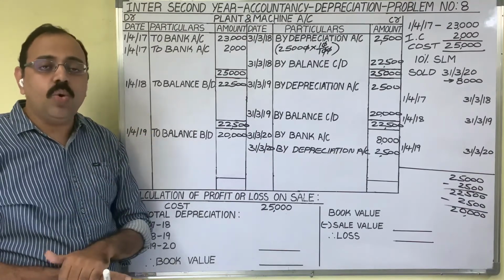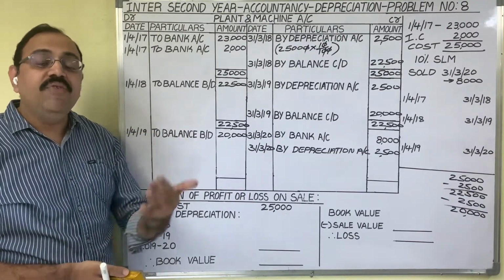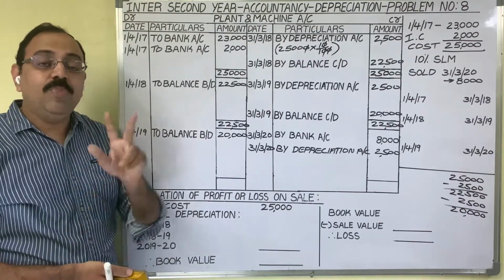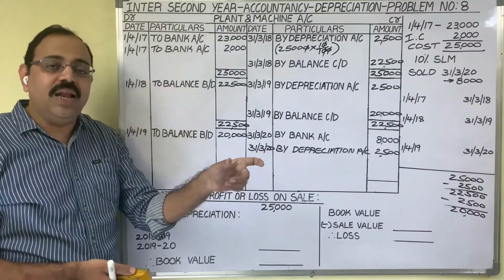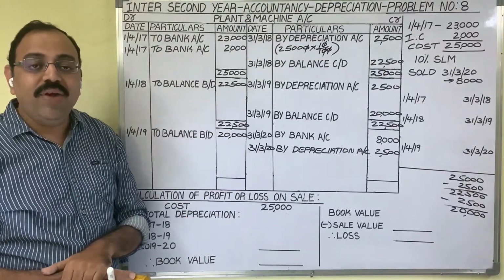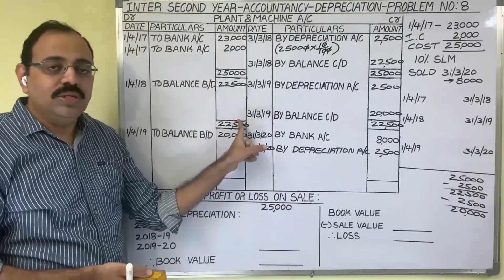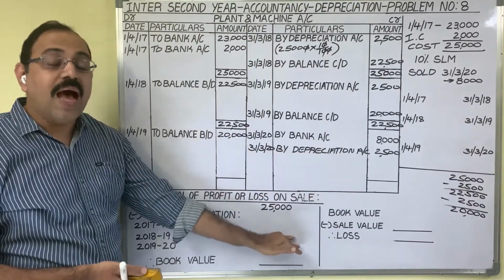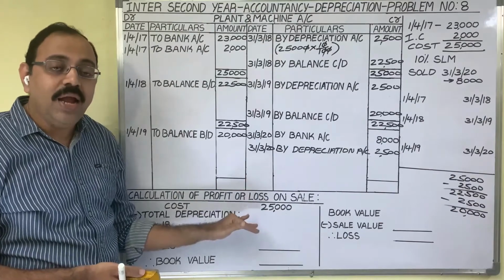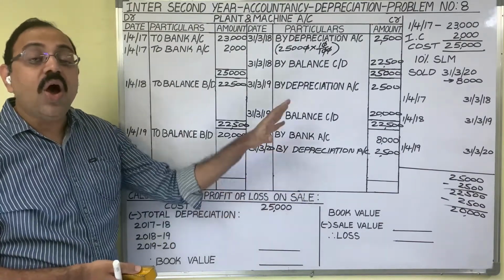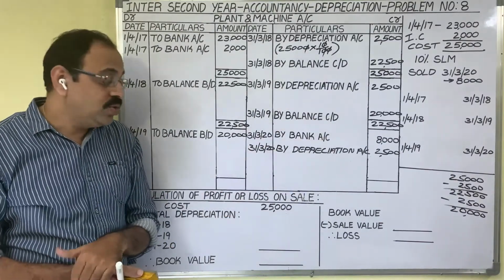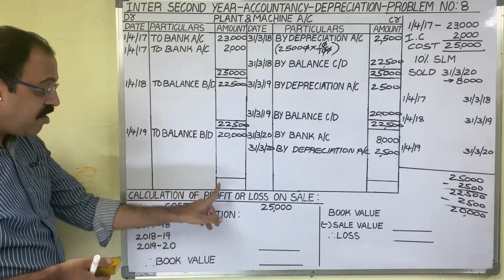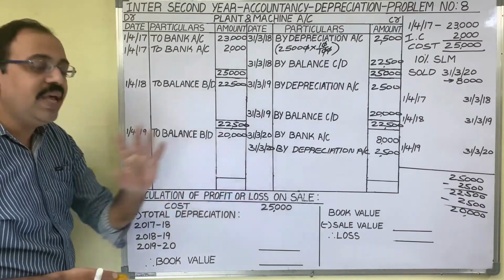When an asset is sold, in that sale, we may get either profit or loss. That profit or loss on sale we should calculate. Where? Not in the account. Leave some space below this account. As working notes, we should calculate the profit or loss on sale of asset. So leave some space, and put the heading calculation of profit or loss on sale.